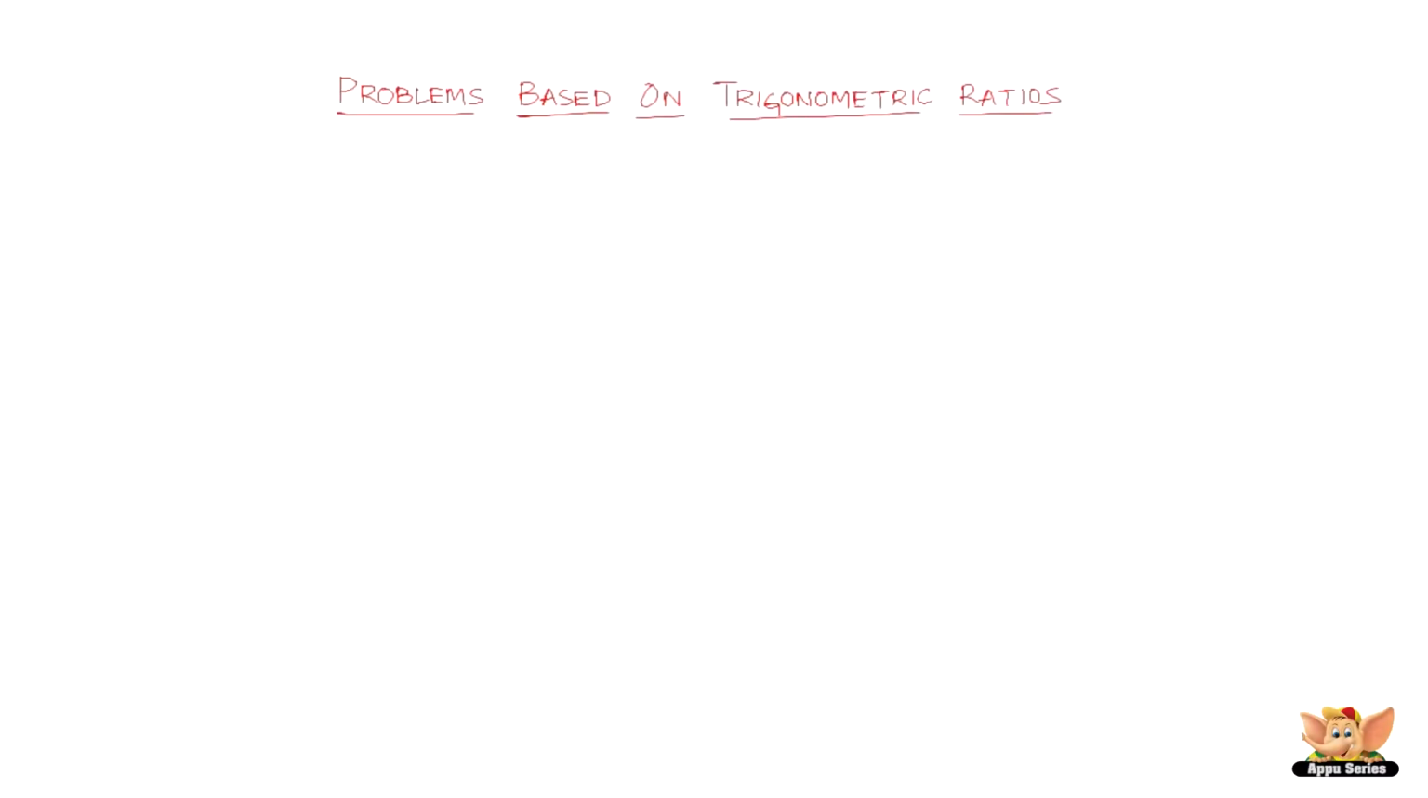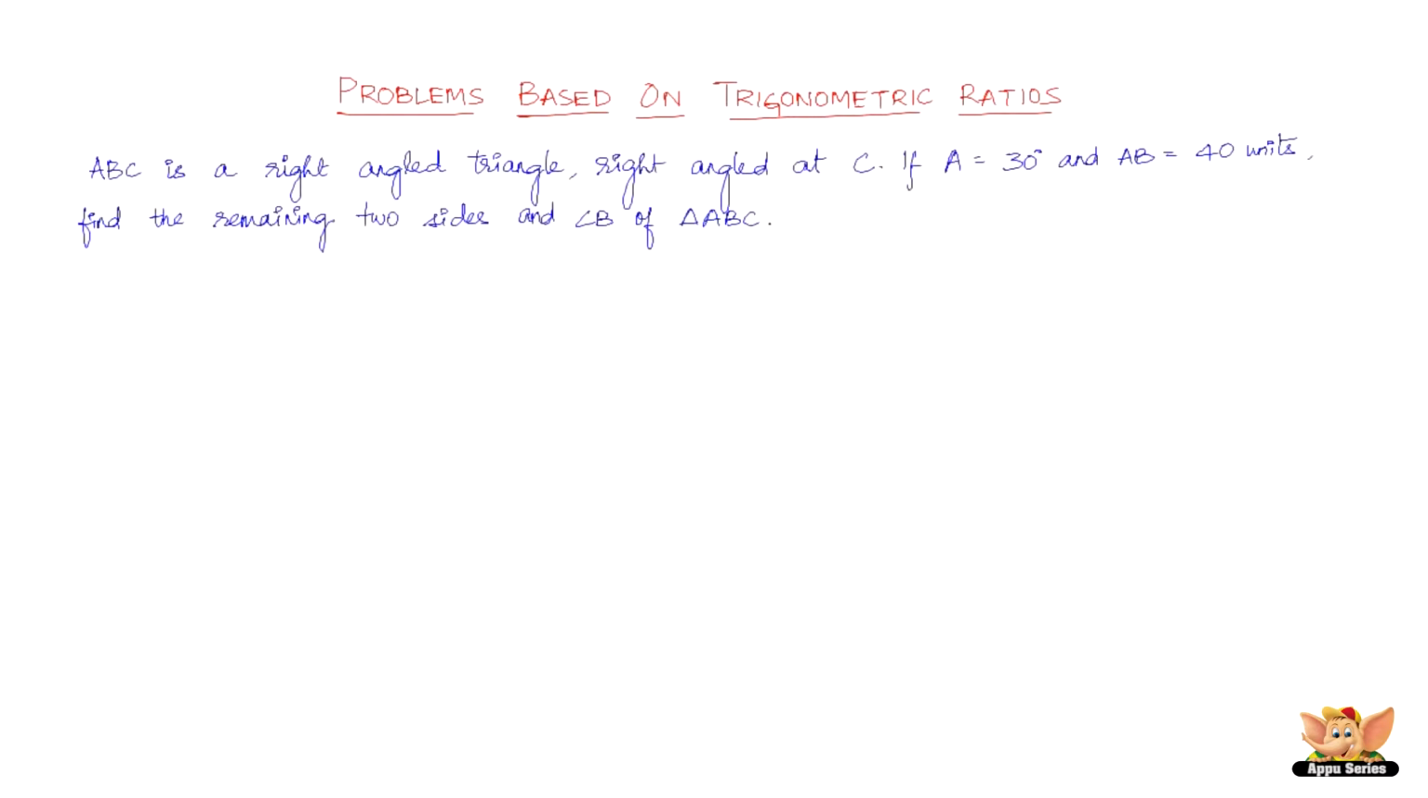In this video, let us solve some problems based on trigonometric ratios. So here we have the problem, which reads like this. ABC is a right-angled triangle, right angled at C. If A equals 30 degrees and AB equals 40 units, find the remaining two sides and angle B of triangle ABC. Now, if you can think a little bit, this is kind of another way of solving trigonometric problems.